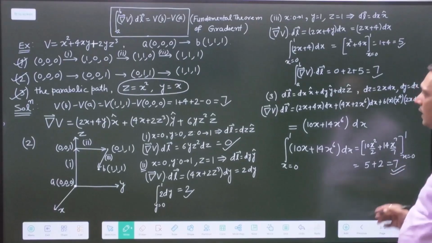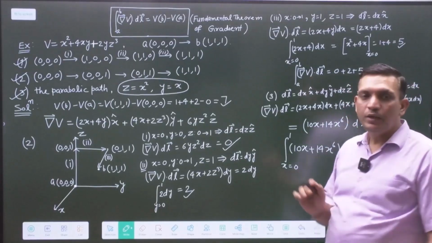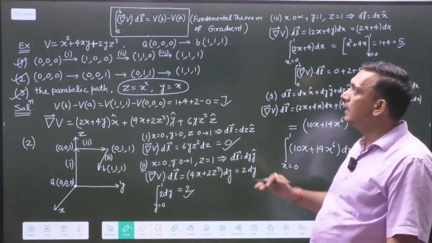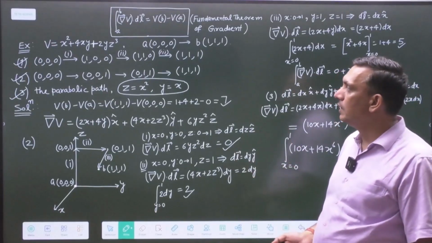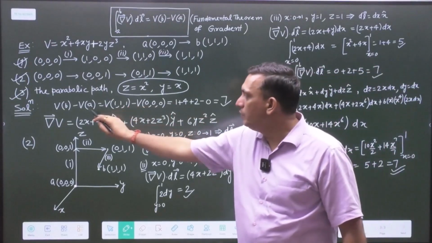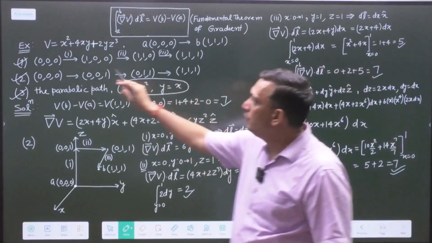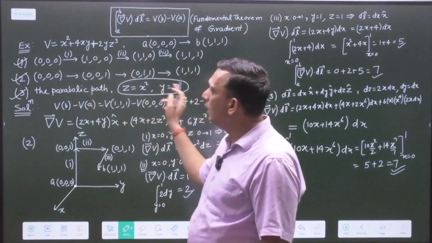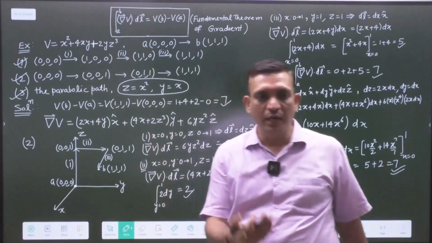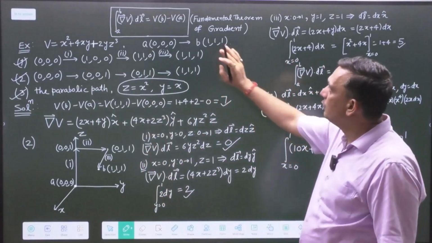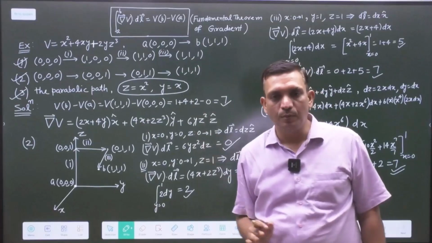So again you are getting the value 7. So that verifies the gradient theorem. The gradient theorem is independent of path. It only depends on the value of the function at the endpoints. So we are moving from A to B along different paths, but we are getting the same result. So that verifies the fundamental theorem of gradient.